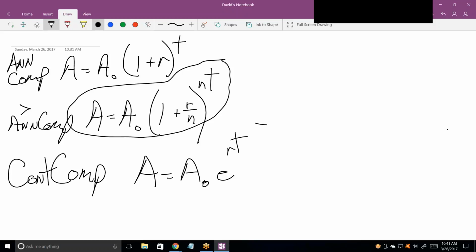And if the question said the bank was going to continuously compound it, this is what you would want to use. There's no N required. All you need to know is the 6%, that's R. T is in years, piece of cake. So it actually would be a much easier solution if they did say continuous compounding.